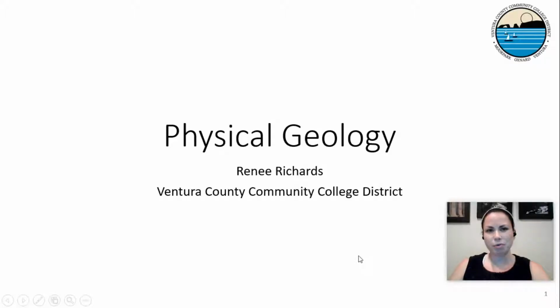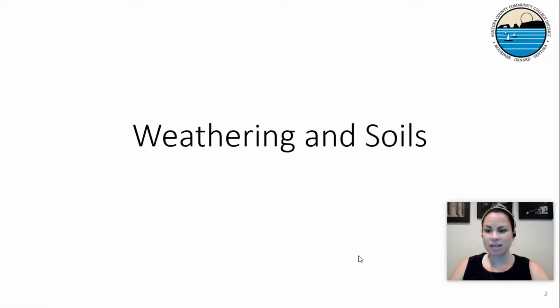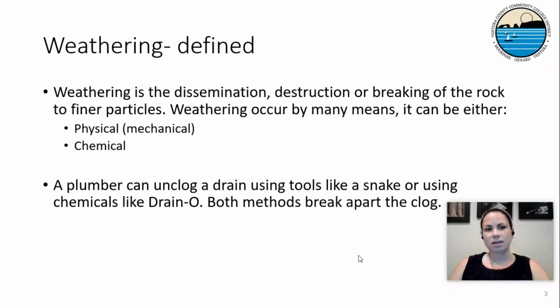All right, in this lecture, we're going to be talking about weathering and soils. Okay, so what's weathering? Weathering is the dissemination, destruction, or breaking of a rock to finer particles. And there's two different types of weathering. First is physical or mechanical weathering, and second is chemical weathering.